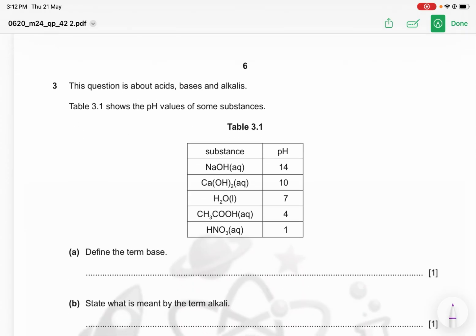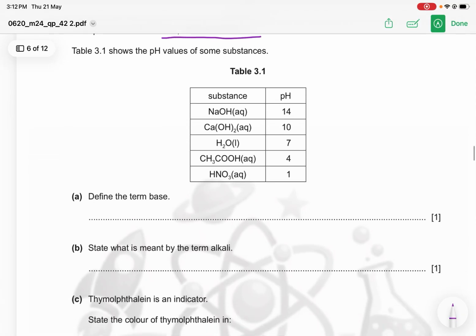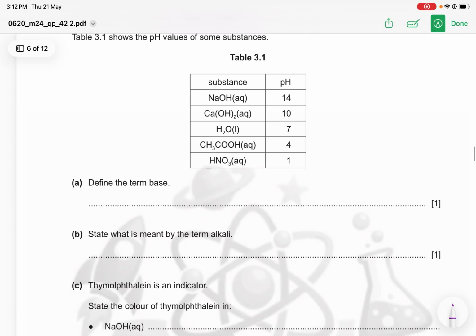Next is question number 3. This question is about acids, bases, and alkalis. The table is given where they have mentioned the substance and the pH is also given. First of all, the first question is define the term base. So bases are defined as proton acceptors.